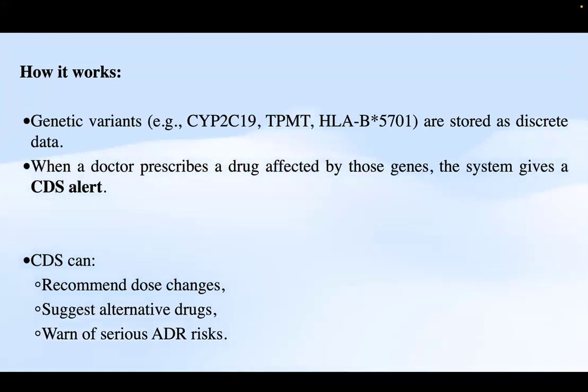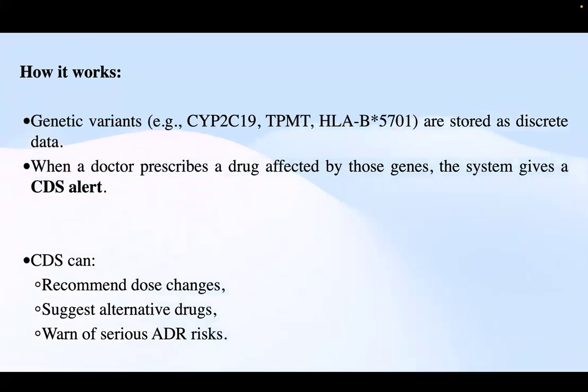So the genetic variants like these are stored as discrete data, and when a doctor prescribes a drug affected by those genes, the system gives CDS, the clinical decision support system, alert, right? Now, what can it actually do? It can recommend a dose change, because a patient is categorized as a poor metabolizer or maybe a rapid one. We need to adjust the dose. Now we know the concept, right? So CDS can recommend dose changes, suggest alternative drugs, and also give you a warning of serious ADR risk if the patient had any link with these.